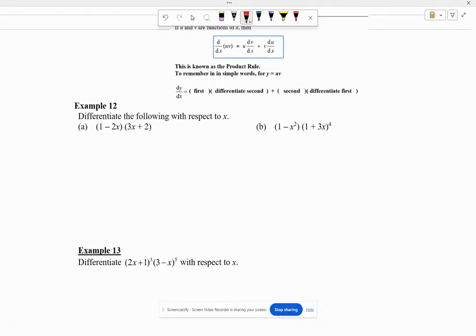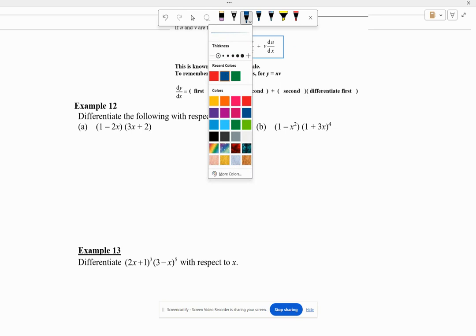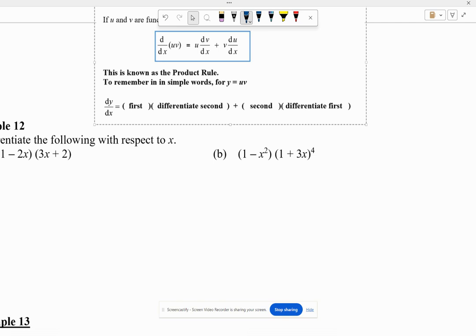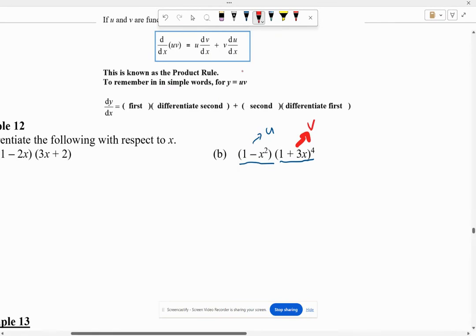Alright, let's say we apply product rule again to another question. So again, when we apply product rule, realize that it's one term here multiplied by another term. So our first term, we call it u, and second term, we call it v. So we can apply our product rule as you can see above.